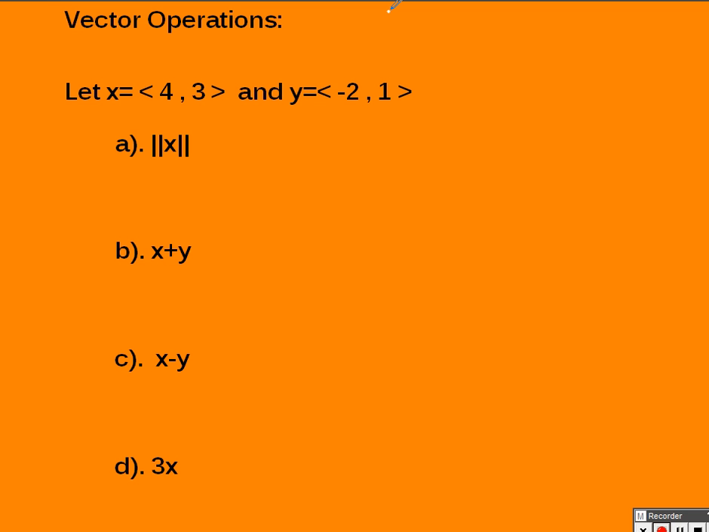Pause the video right now, see if you could guess what your values would be for each of these four examples.